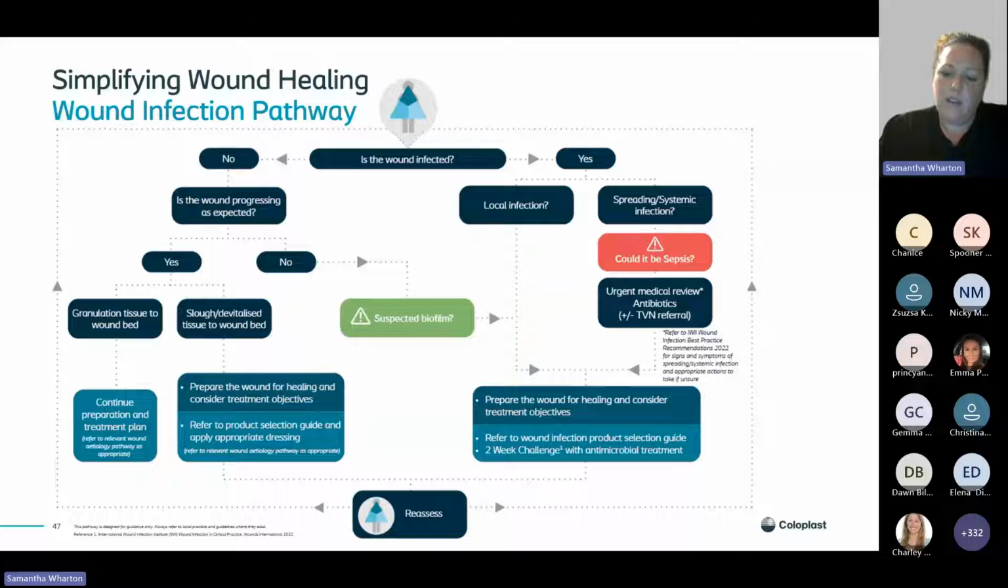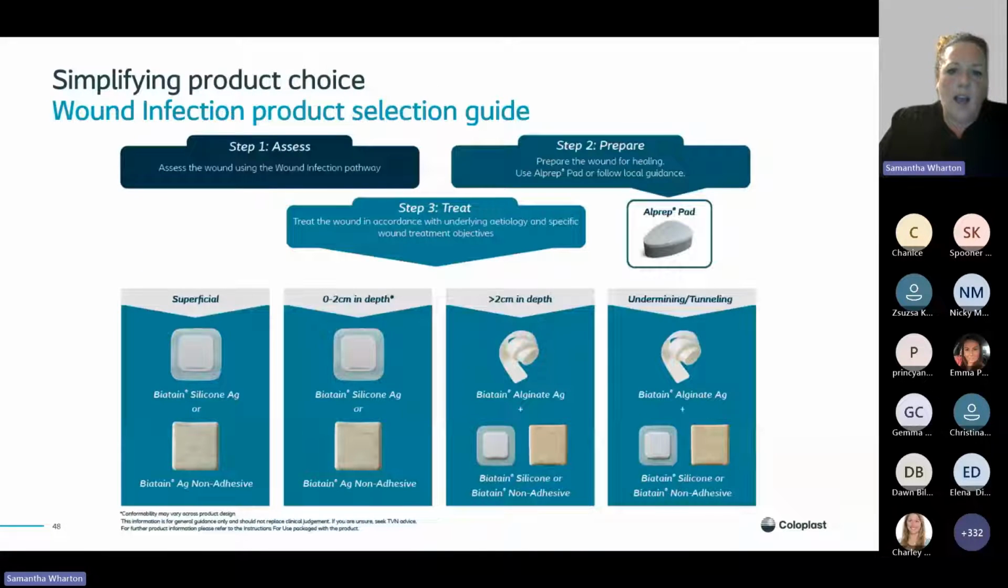So this will be available to you following tonight's session. And on the back of this is a product selection guide, which will help you identify within the Coloplast portfolio what we have available. So step 1, assess. Step 2, prepare: preparing the wound for healing using the All Prep pad.